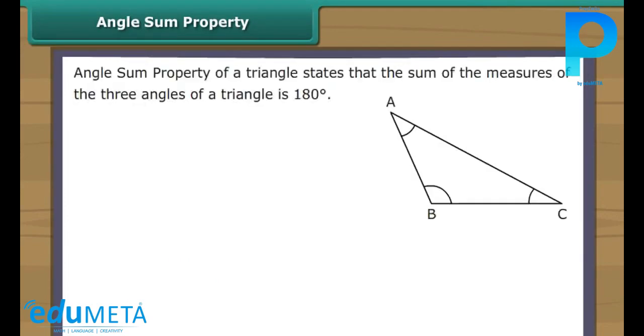Angle sum property. Angle sum property of a triangle states that the sum of the measures of the three angles of a triangle is 180 degrees.